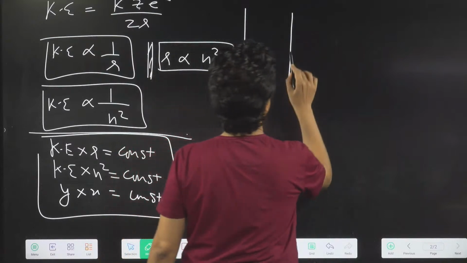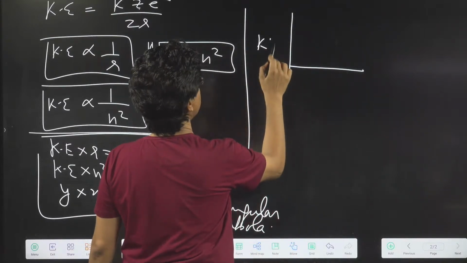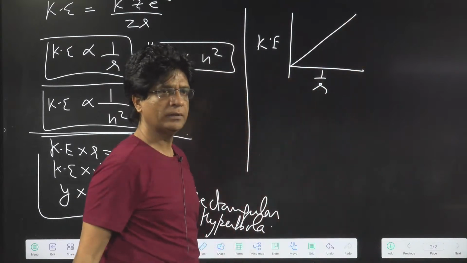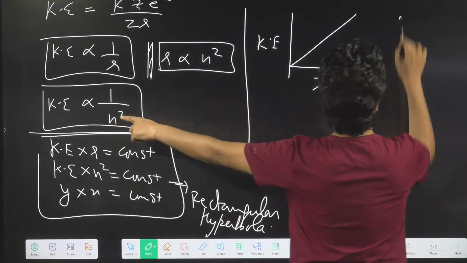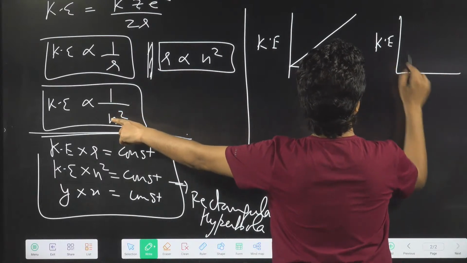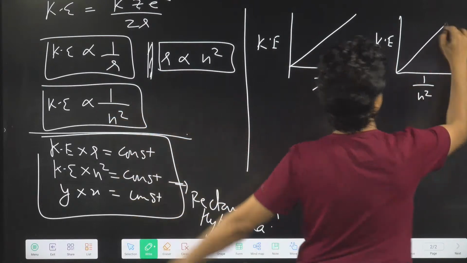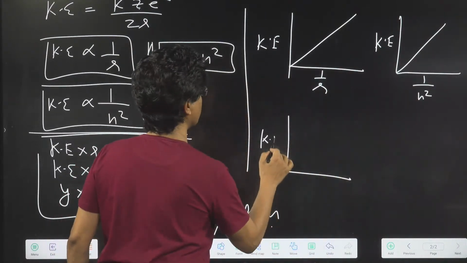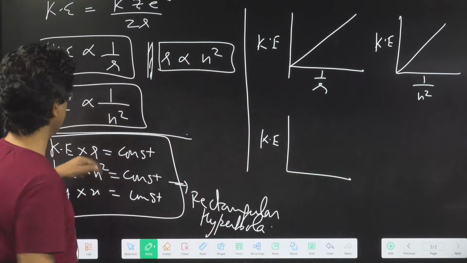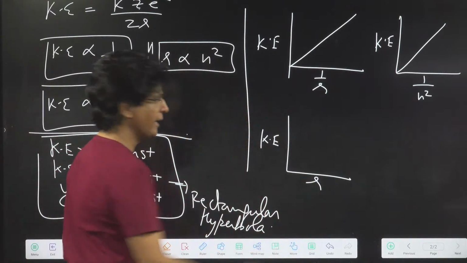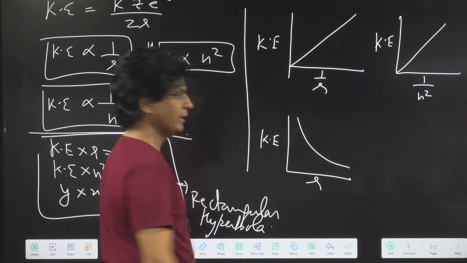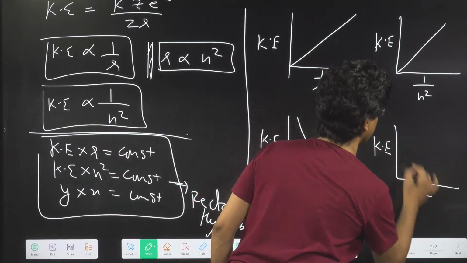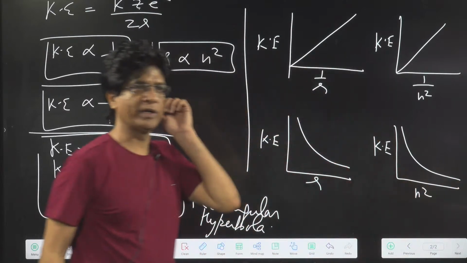If I have kinetic energy over here, and this is 1 by r, the graph will be a straight line. So kinetic energy again, and this will be 1 by n square. Again a straight line. But if I have kinetic energy on the y-axis and radius on the x-axis, it will be a rectangular hyperbola. Similarly, I can also have kinetic energy and n square there. It will also be a rectangular hyperbola. Yes or no?